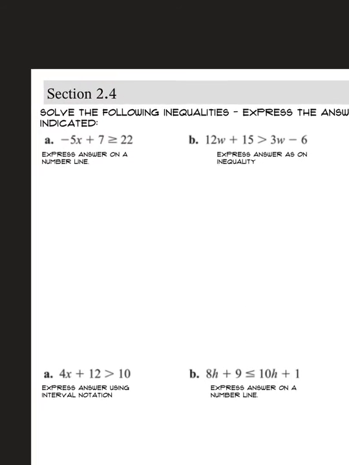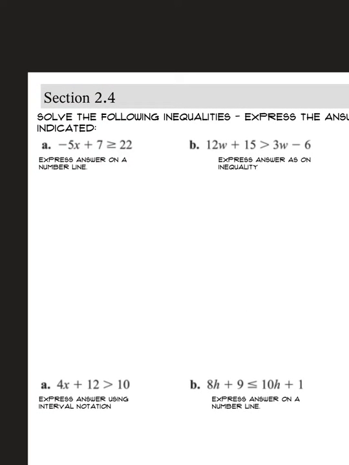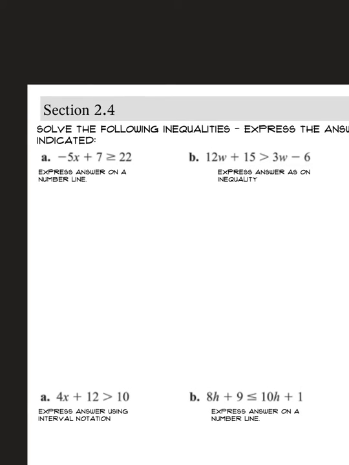Here are a few different examples of inequalities, and on these you have different ways that it's asked that you display the answer. So for this first one, A, which I'm going to do with you, it says to express your answer on a number line. Whenever I am solving an inequality, one thing that I always do along with my equations is I draw a line where the symbol is, to remind myself that whatever I do on one side of the line, I have to do on the other.